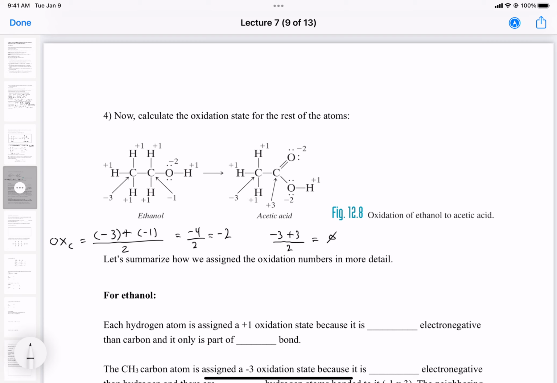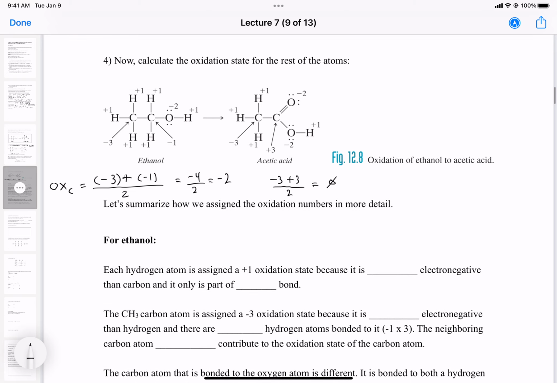Okay, so it's still the same thing kind of applies here, right? For the carbon atom with the hydrogen on it, it's a -1, and it's going to +3. And if we take the average oxidation state, we see that carbon is changing from -2 to 0, so still a net oxidation process. Okay, so let's go over in more detail how we assign these numbers.